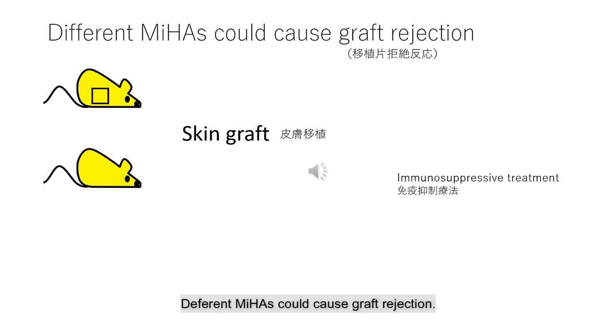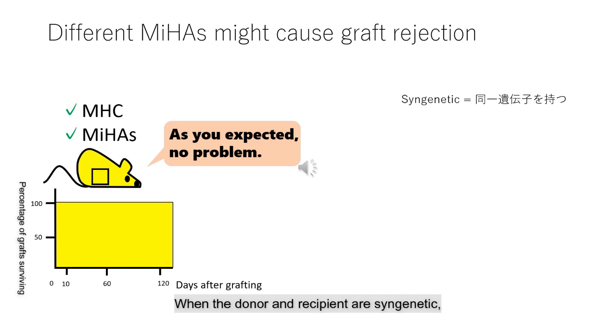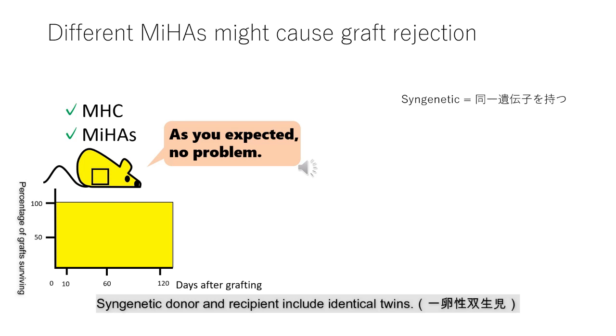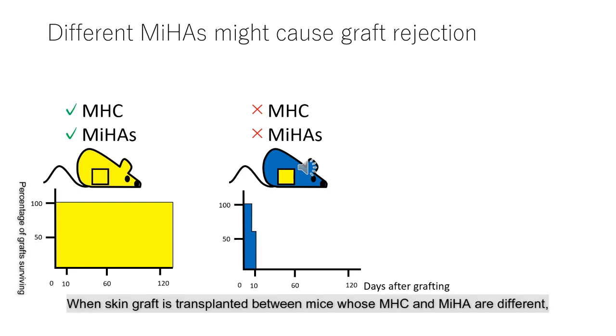Different MIHAs could cause graft rejection. In the following studies, you will see how skin grafts affect recipient mice without immunosuppressive treatment. When the donor and recipient are syngeneic, that is, they are identical at MHC and MIHA, there is no problem. Syngeneic donor and recipient include identical twins. When skin graft is transplanted between mice whose MHC and MIHA are different, rapid graft rejection occurs, and the skin graft dies within 10 days.